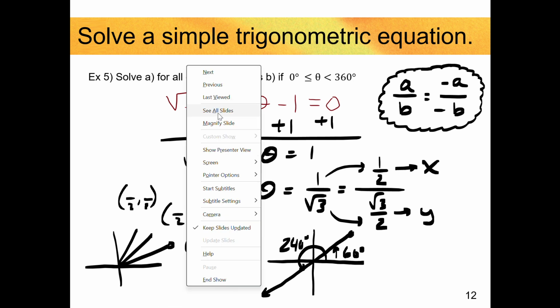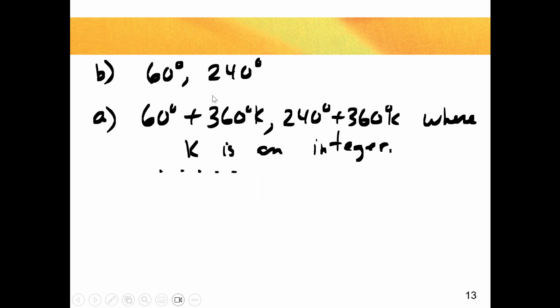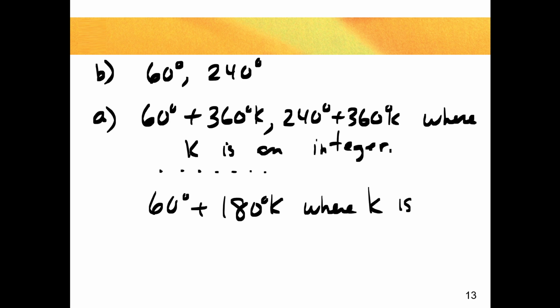So here's a little shortcut, the shortcut way of answering this. This is the way Bob likes to answer it. He's going to say 60 plus 180k, where k is an integer. Does it matter which one it is? Does not matter. If you look in the back of the book and Bob says 60 plus 180k, but you had 60 plus 360k and 240 plus 360k, you know that's the same thing. Does that make sense to you guys?